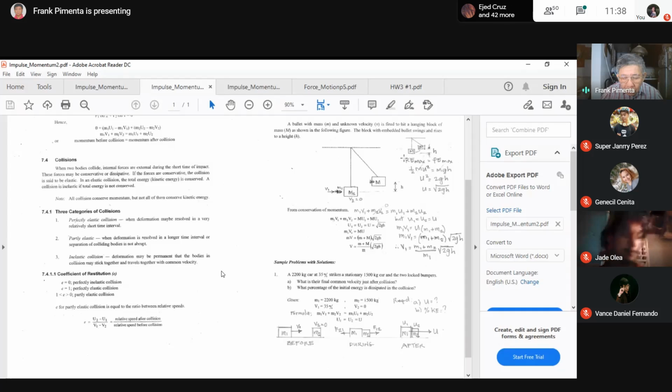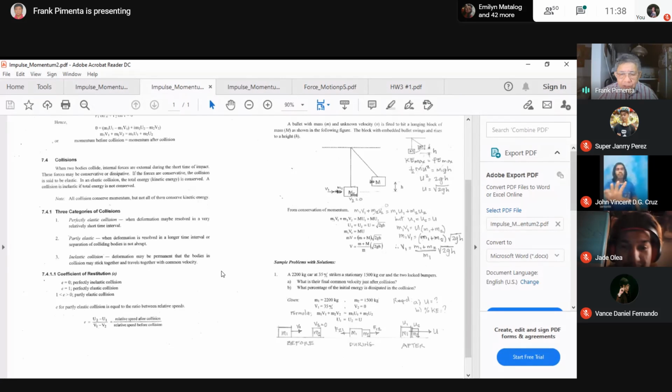Also, why we use the energy equations here, because there is motion. If there is motion, there is velocity. So, kinetic energy is involved.